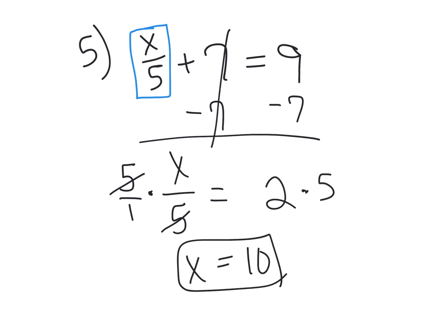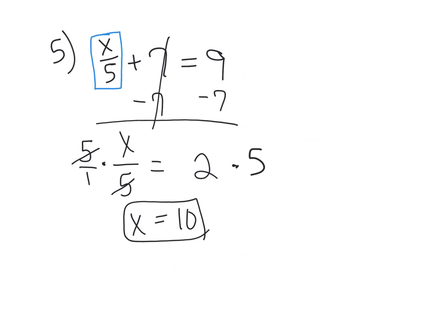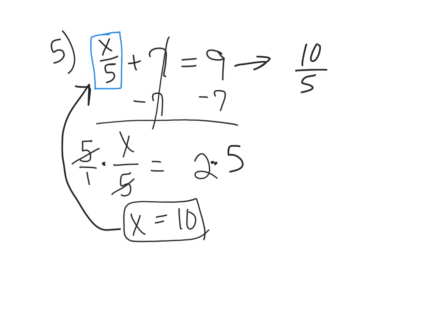Once again, we didn't show it on all the problems, but we could, once we get that answer, show checking that solution again, just to make sure we got the right answer. So 10 divided by 5 is 2, and 2 plus 7 is 9, so we know we have the right answer.